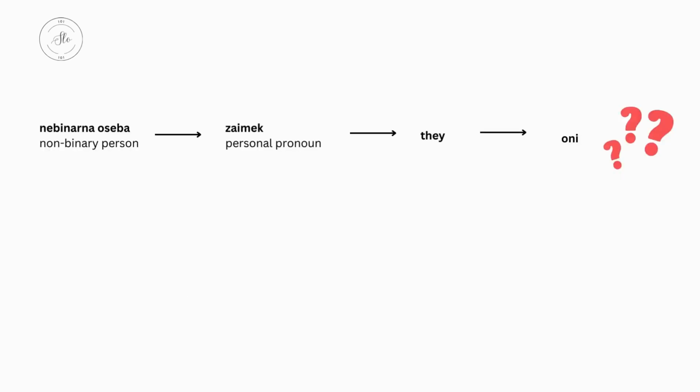I would like to add a word on personal pronouns for non-binary persons. As we know, the personal pronoun for non-binary persons in English is they, which would be oni in Slovenian. However, in Slovenian, the use of the pronoun oni is more problematic. And that is because of an archaic concept of onikanje.